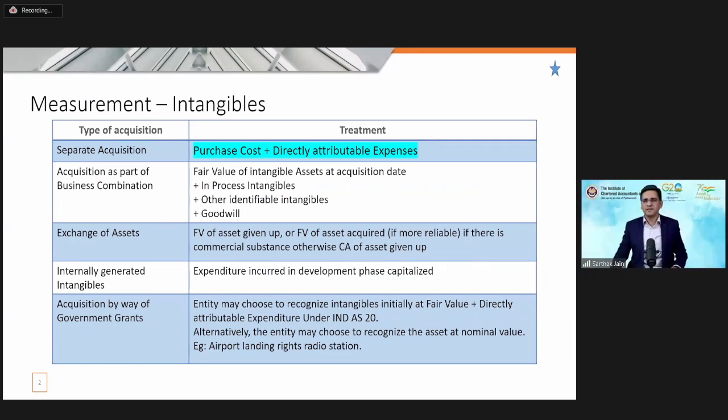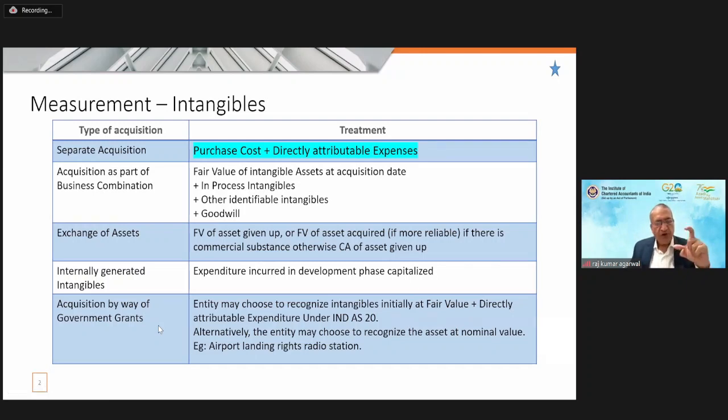Yes, sir. Perfect. Yeah. So I think in one of the lines, exchange of the asset, the third row from above, we discussed. So you also asked what would happen in business combination. Right, sir. Basically, and the government grant. So let us see first the government grant, acquisition by way of government grant. So in this case, in case of government grant, we have two options.